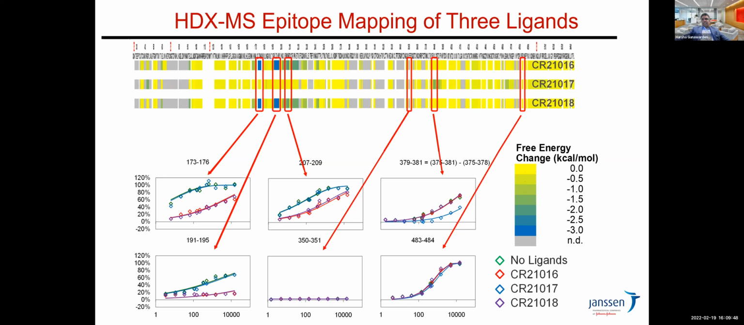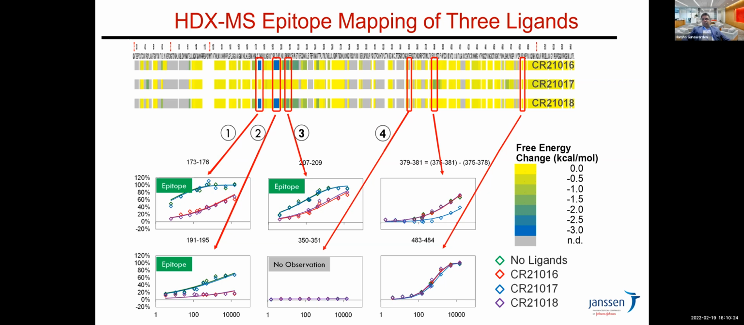Here are the results where we are performing epitope mapping for 3 ligands. The epitope mapping is displayed as a heat map showing the extent of deuterium uptake as a free energy change. So in regions 1 to 3 there are significant changes in deuterium uptake, almost 2 to 3 kcal per mole in free energy, seen for the first and the third ligand at these residues. And we are comfortable that these are epitopes.